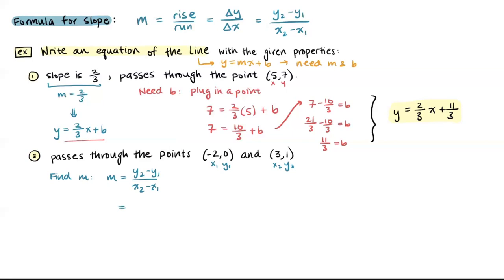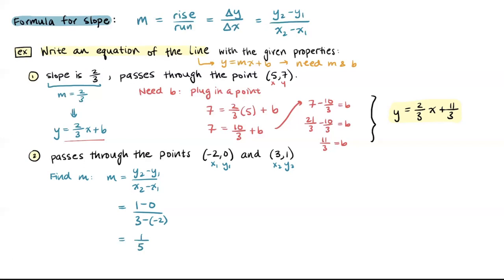So y2 I have as 1. y1 was 0, so 1 minus 0 up top. And then x2 was 3. x1 is -2. Make sure you have parentheses around this here because we're subtracting a negative, so we have to be a little careful. When we subtract a negative number, we end up adding it, and so this will be 1 over 3 plus 2, which is 5.